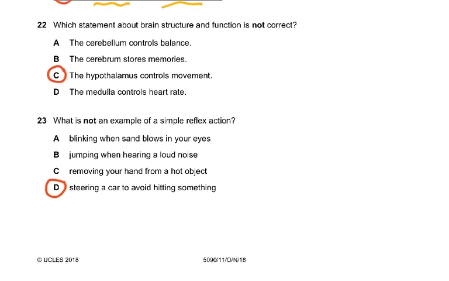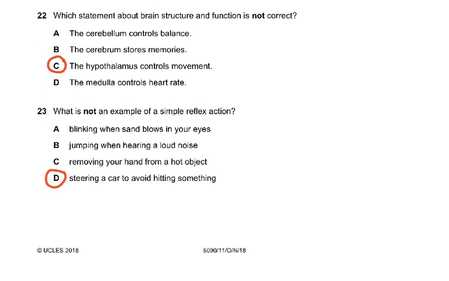Question number 22. Which statement about brain structure and function is not correct? The cerebellum controls balance. Yes, cerebellum, posture, coordination, and balance. Cerebrum stores memories. Yes, memories, intelligence, reasoning ability, acquired skills. If you look at the video on this chapter. And the medulla controls heart rate. Yes, heart rate, breathing rate, body temperature. And the hypothalamus controls movement. Now that is a bit of a rubbish. So that is why not correct. You had to see the one which was not correct. Now you have to be careful when you read these questions.